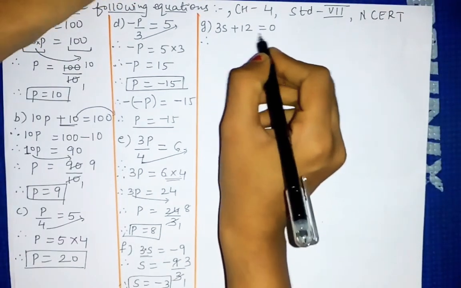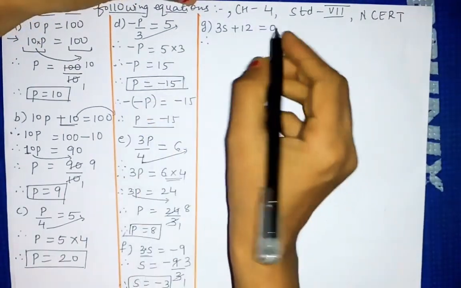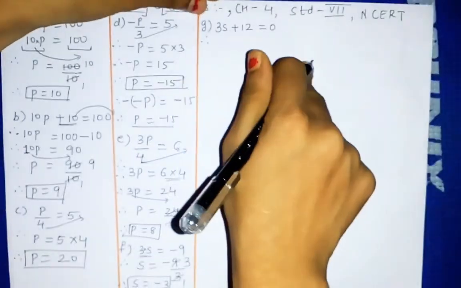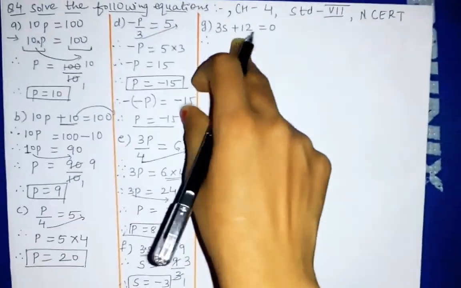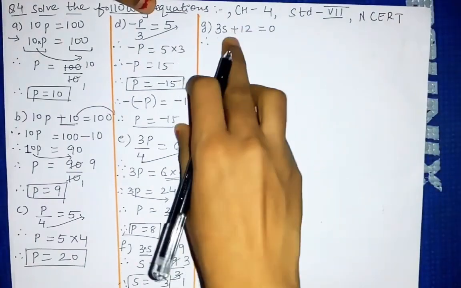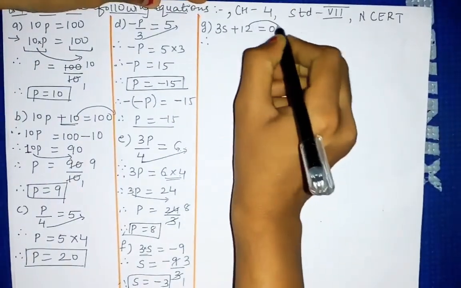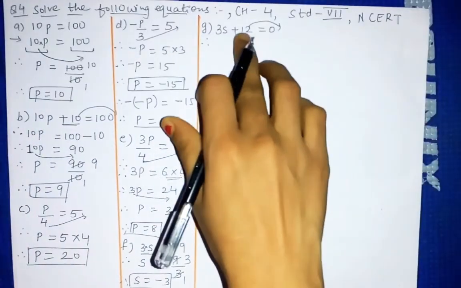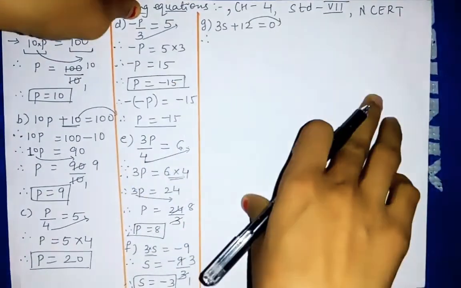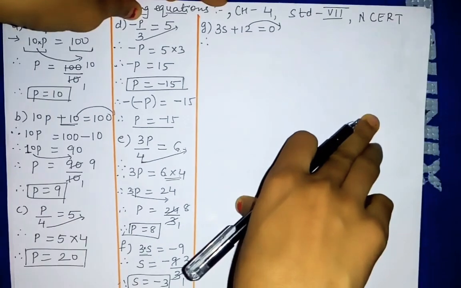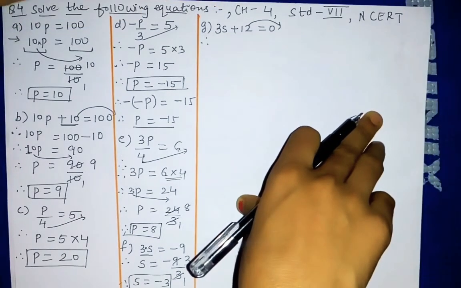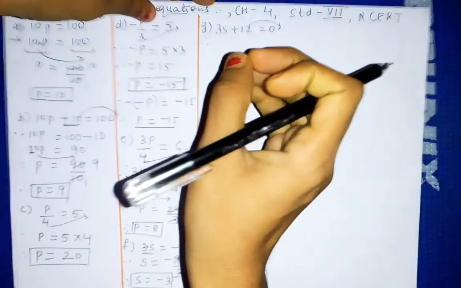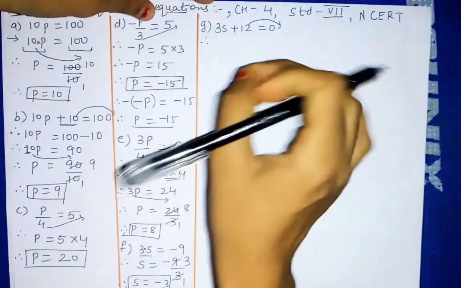3s plus 12 equals 0. So now 3s is given, plus 12 is also given. So first we will remove this plus 12. When I take it to that side, what is the opposite of plus? It is minus. So this 12 we will take here and it will be minus 12. Sign we have to change. So don't forget to change the sign. Whenever you move anything from LHS to RHS, sign change is very important.